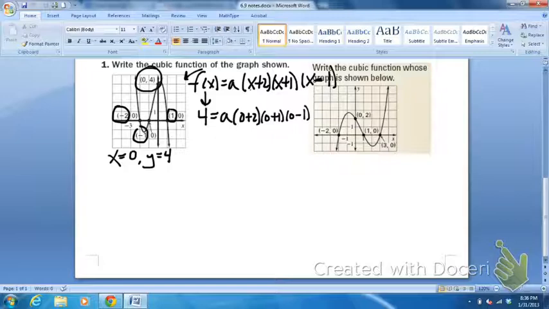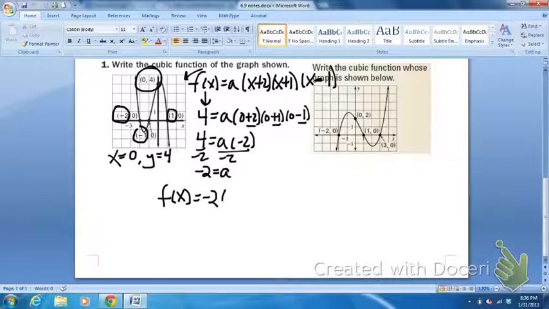So if I just simplify that a little bit, I'll have 4 equals a times, and let's just see if we can do this a little bit easier, 2 times 1 times negative 1. I think that's just a negative 2. So if you divide both sides by negative 2, I get an a value of negative 2. Now don't leave this as your final answer, right? You want to put it all together and write, okay, f of x is going to be negative 2 times x plus 2 times x plus 1 times x minus 1.